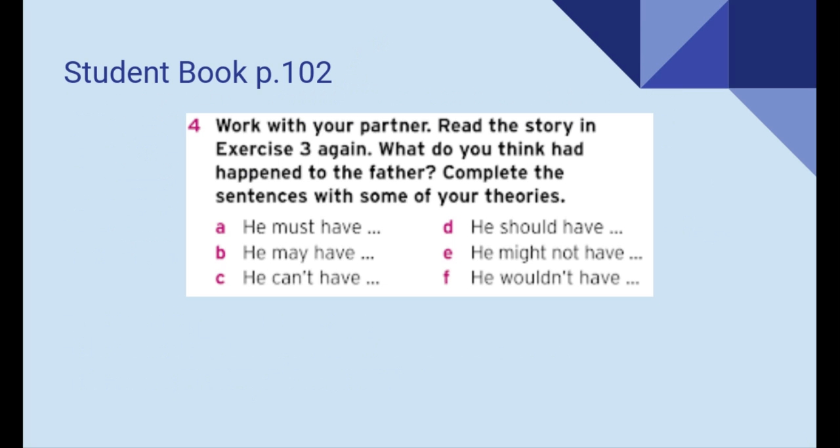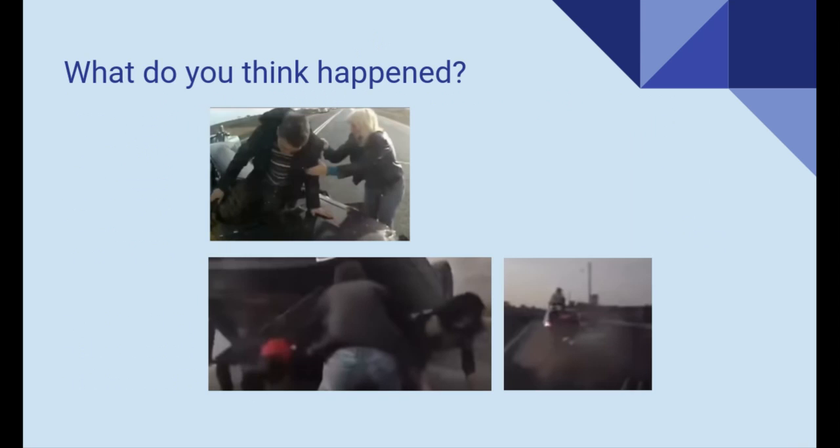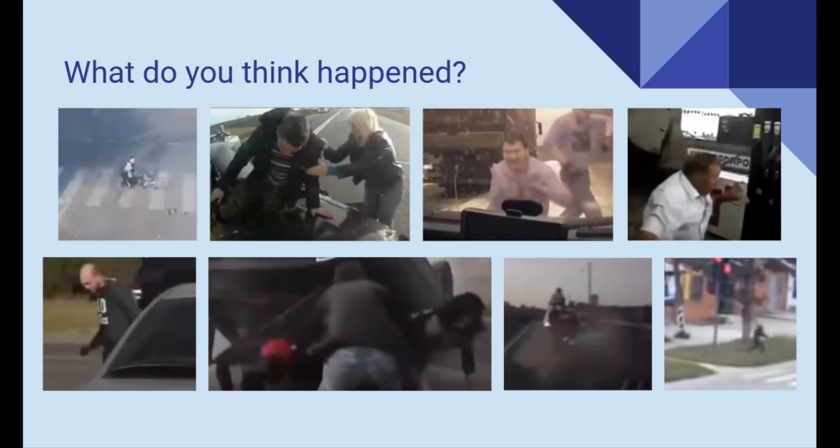Now, go to your student book, page 102. I want you to please read the story in exercise 3 again. What do you think had happened to the father? Complete the sentences with some of your theories. Please use the ideas over here. Pause the video, please. Okay, great. Now, look at these pictures. What do you think happened? Pause the video and write down some ideas. We're going to share in class.